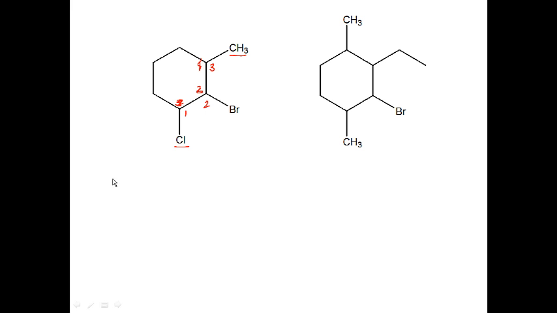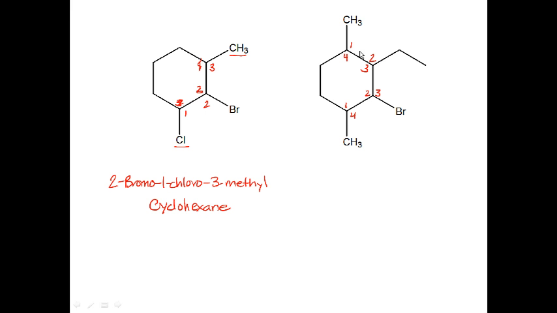So this is going to be 2 bromo, 1 chloro, 3 methyl, cyclohexane. How about the one on the right? Well, in this case, I again have 2 numbering schemes. I could go 1, 2, 3, and 4, or I could go 1, 2, 3, and 4.